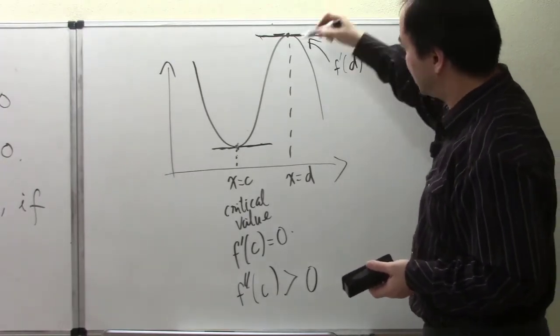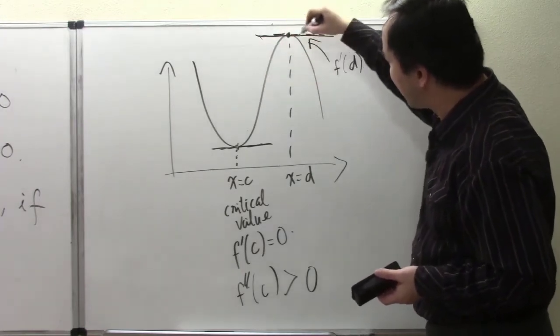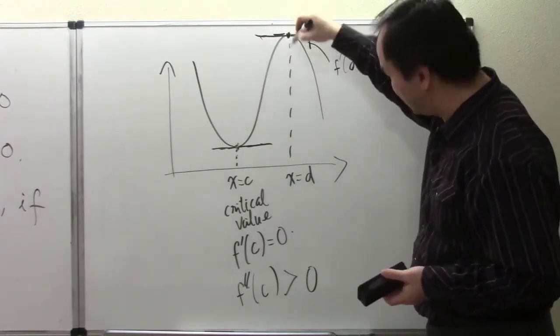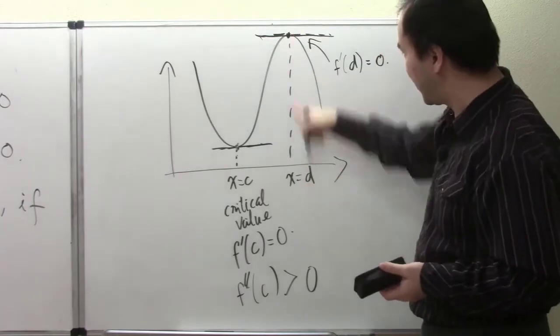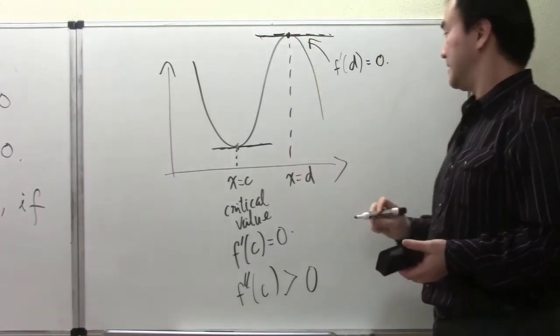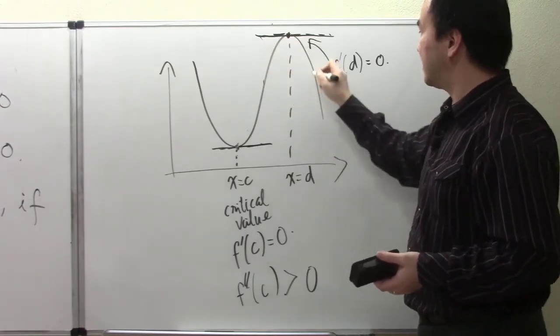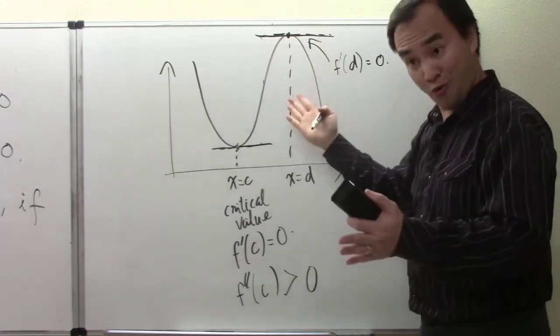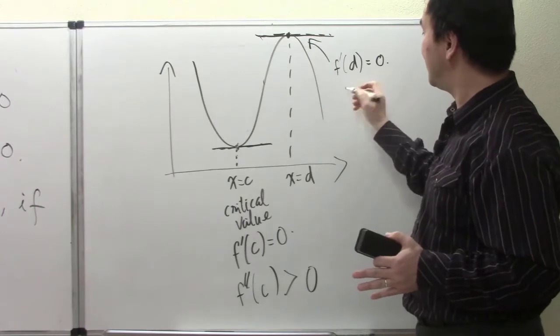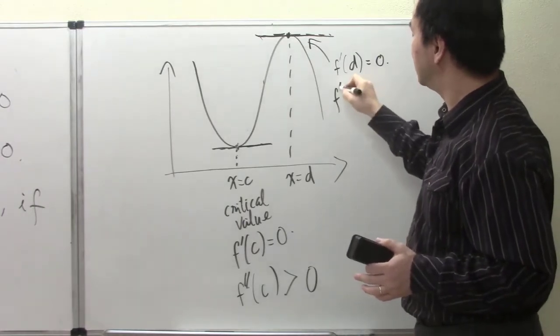Okay, but see, look at the shape of the graph around that point. This point is another critical value right here, a critical point right there. But let's look at the shape of the graph right around it, at least locally. The graph was pointing down right here.